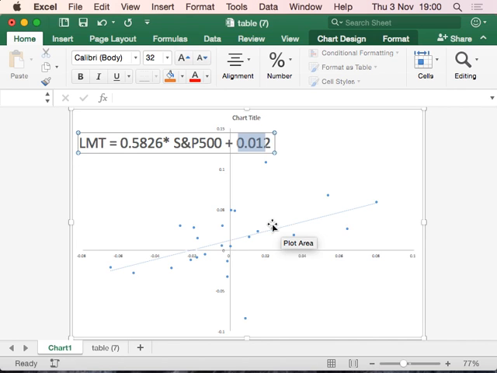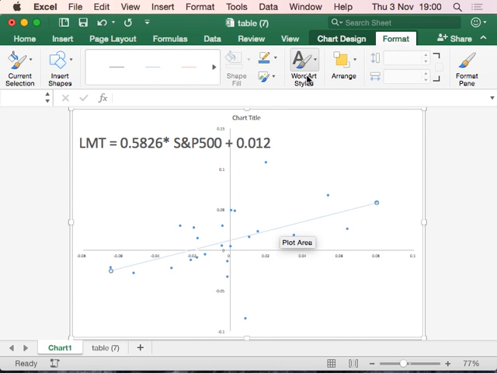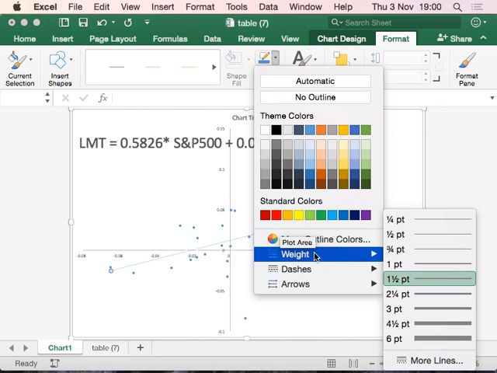Let's say return on... how can I format, yeah? Give it a style. Wait.